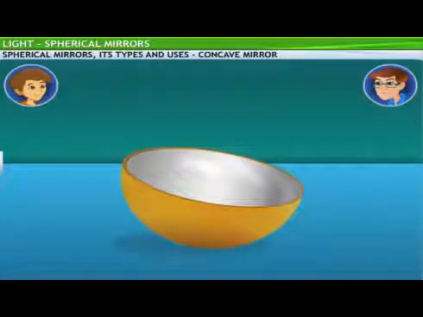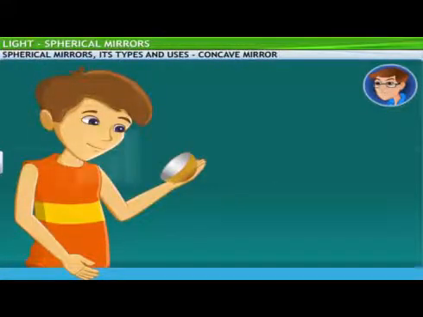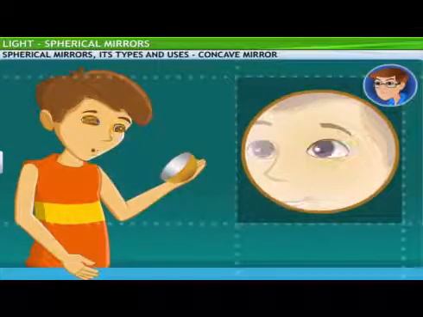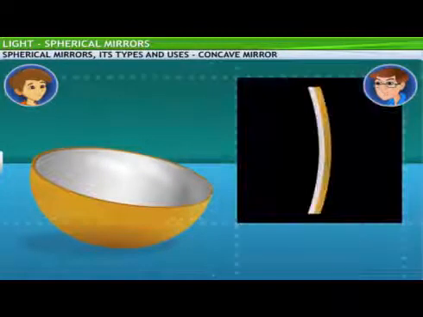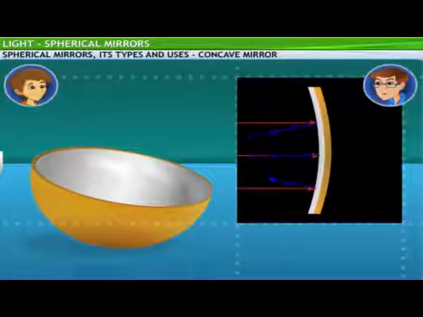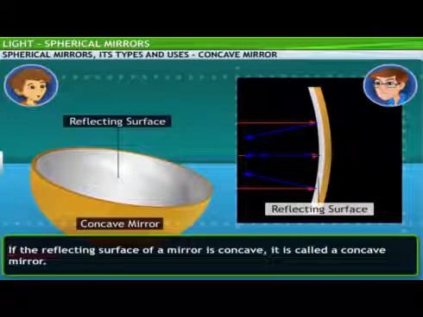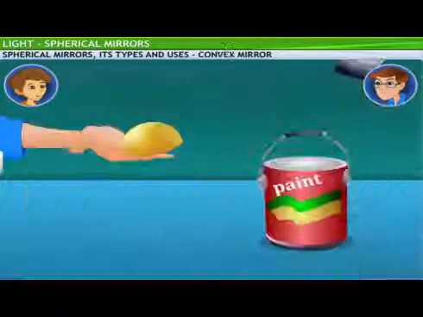I'm done. Good. Now look into it. Do you see your reflection? Yes, it's not really like my reflection in a normal mirror though. That's because this is not a normal plane mirror. You just created a concave mirror. I see. So, if the reflecting surface of a mirror is concave, it's called a concave mirror.